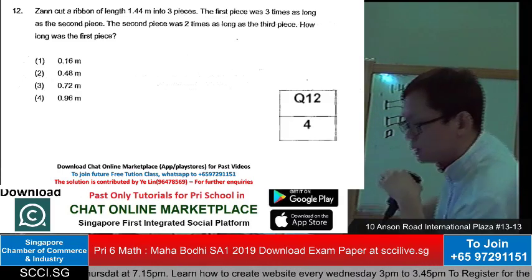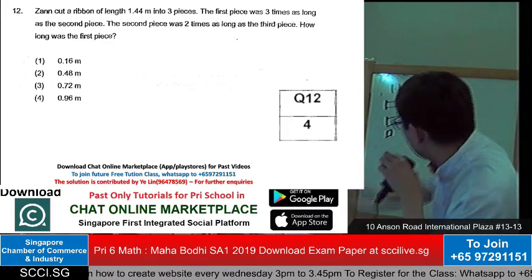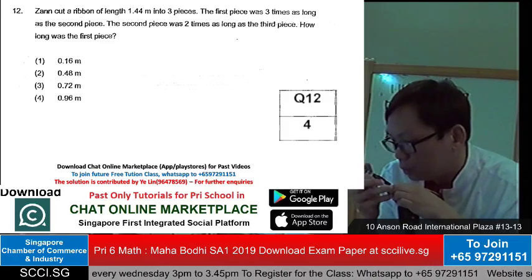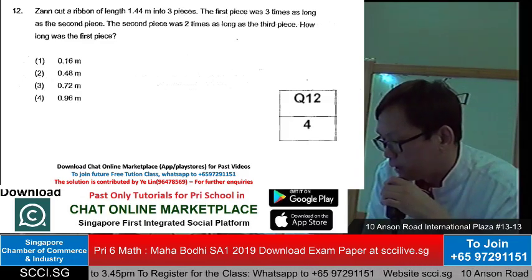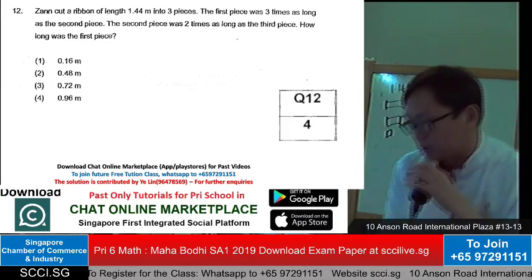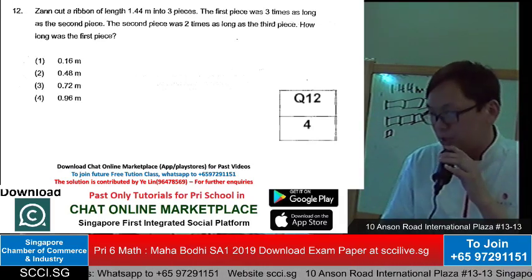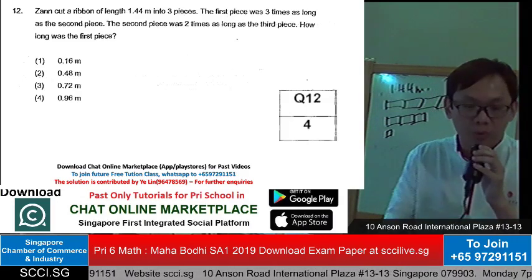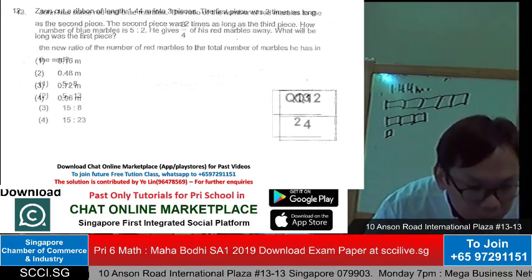So the first was 3 times as long. You actually draw out the diagram. You should be able to work out the diagram, and work out the unit for one piece. So the final piece was 0.96. This one we will submit and not waste time. We put the working steps inside the answer script for you to work out. Okay, let's move on.